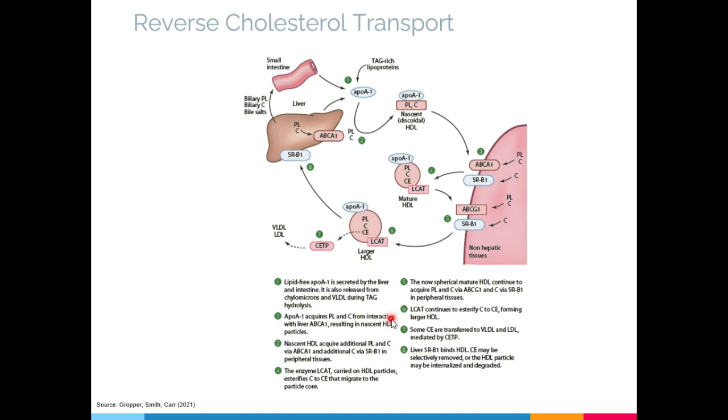Okay. So first, unsa may mahitabo sa first step, lipid-free ApoA, or this is just the pure protein, pure apoprotein, is secreted by the liver and intestine. It is also released from chylomicrons and VLDL during TAG hydrolysis.